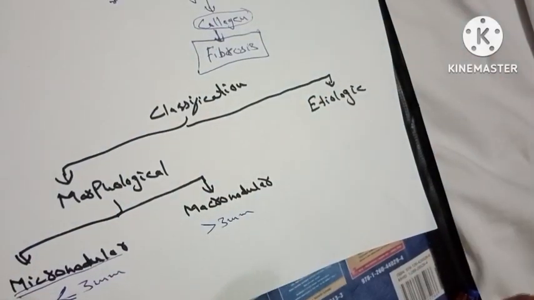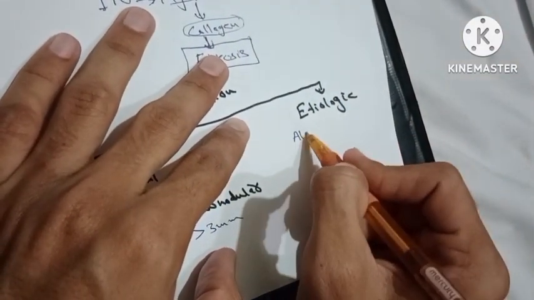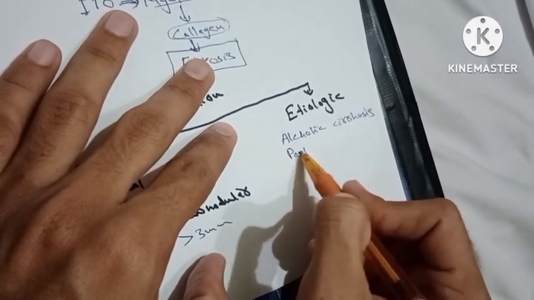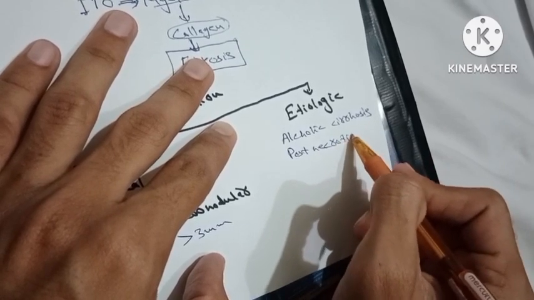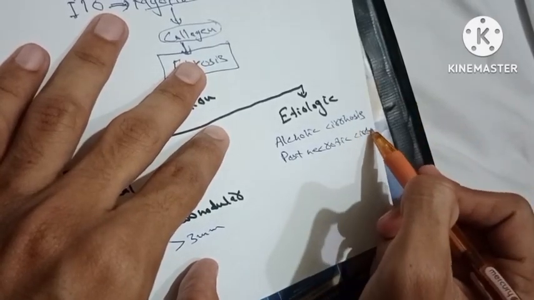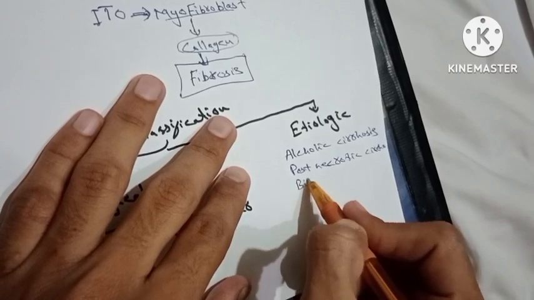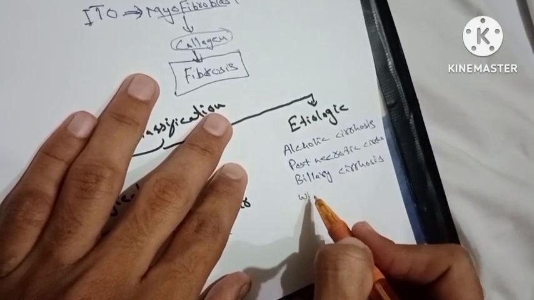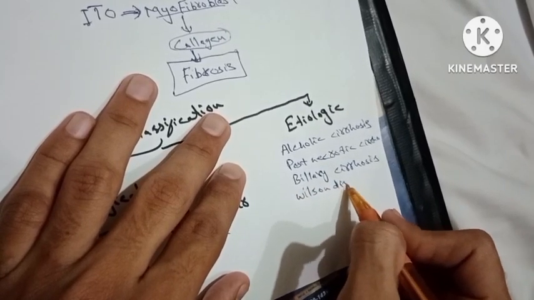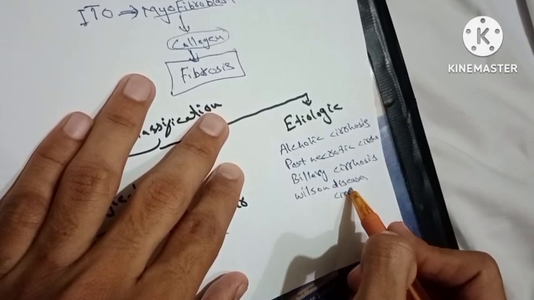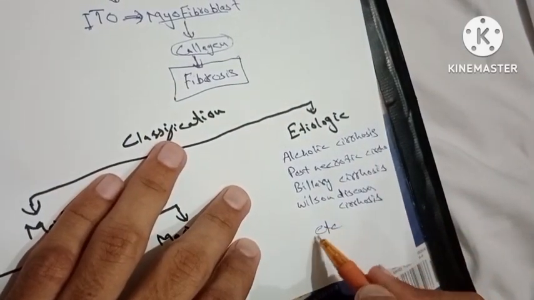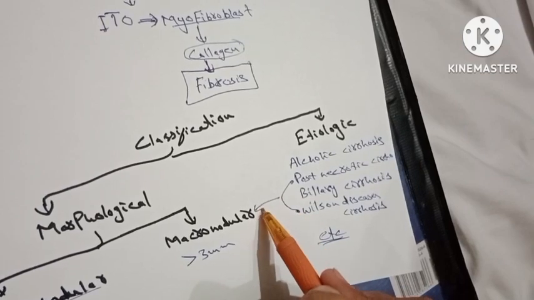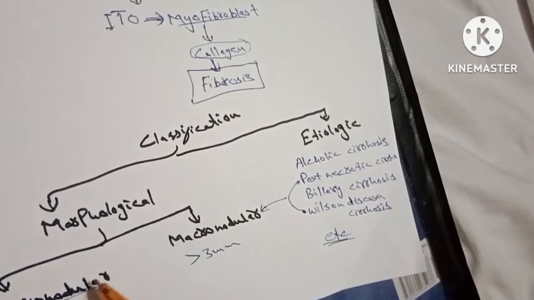In etiologic classification, almost 70% is alcoholic cirrhosis. Okay. Post necrotic cirrhosis. Okay. Biliary cirrhosis. Wilson disease cirrhosis, etc. Remember that only the post necrotic cirrhosis and Wilson disease cirrhosis, these both are the macronodular cirrhosis, while the rest all are the micronodular cirrhosis.